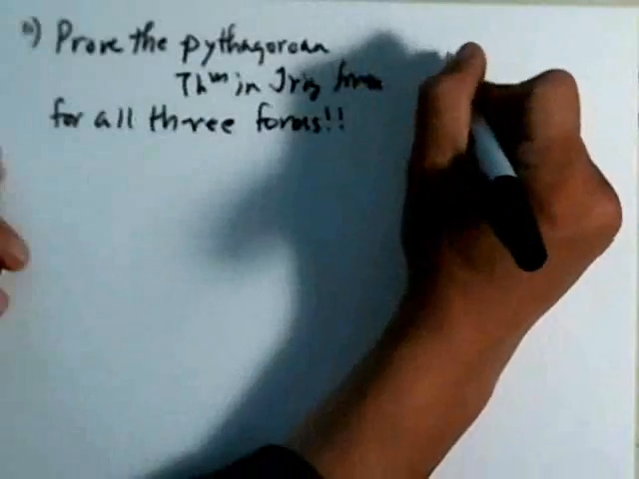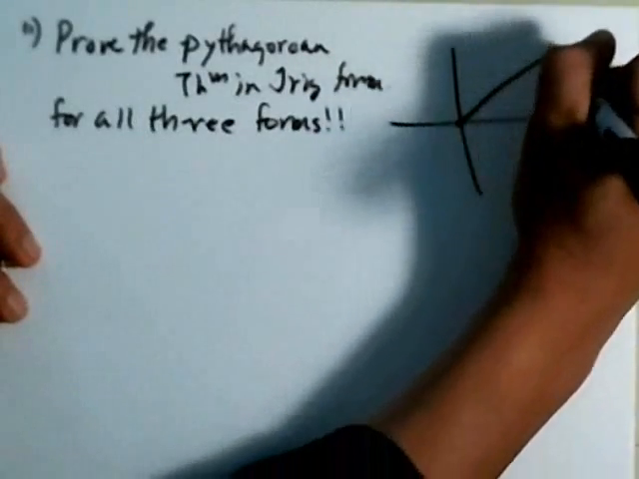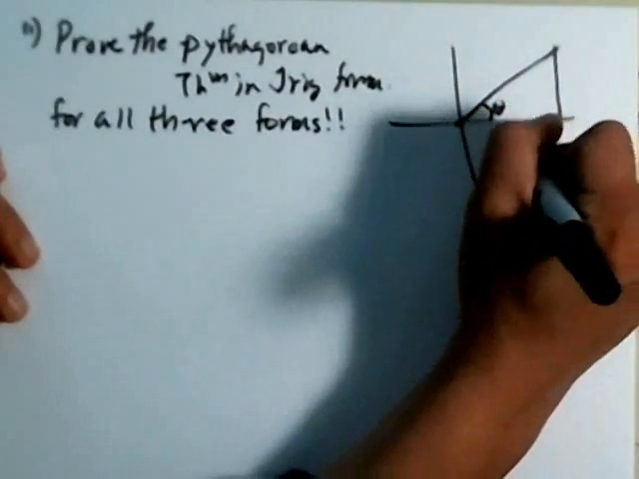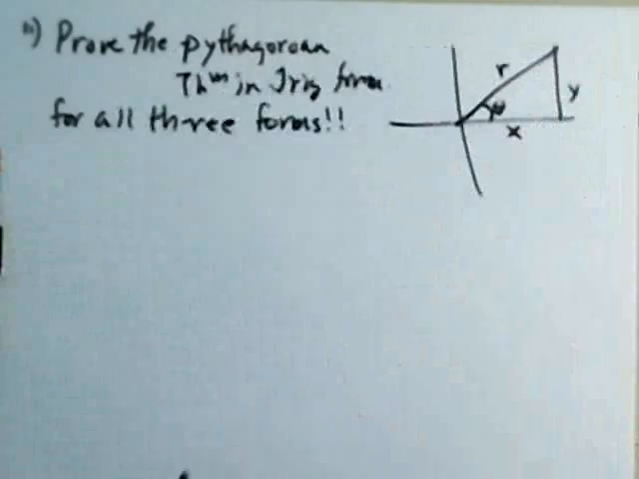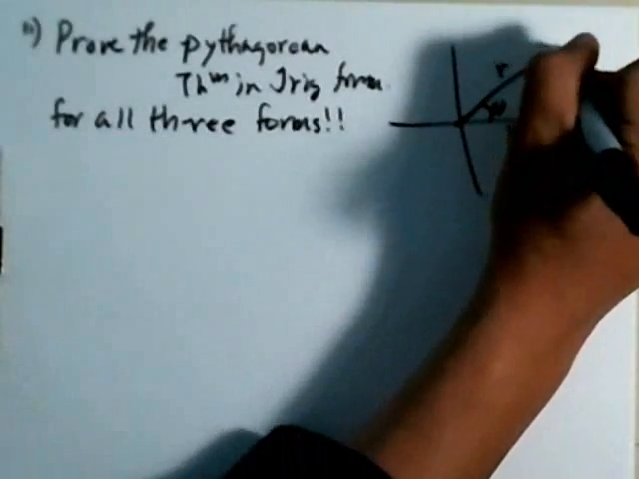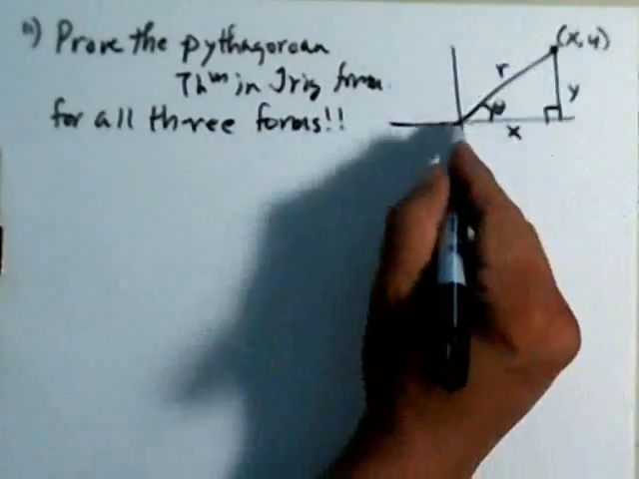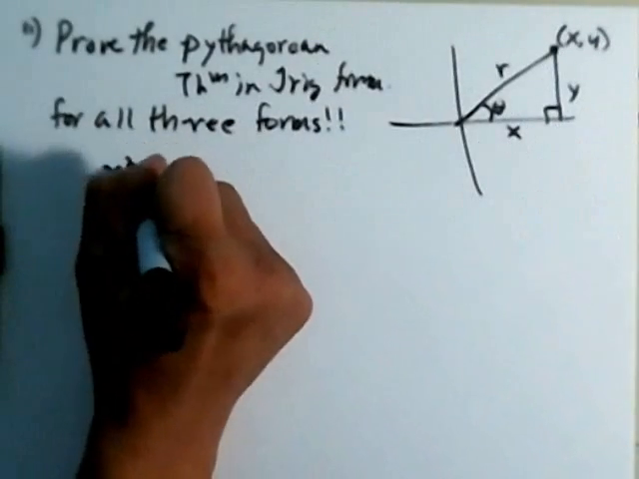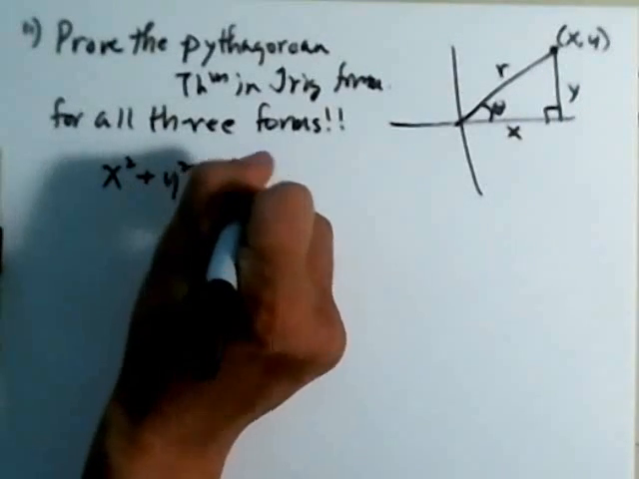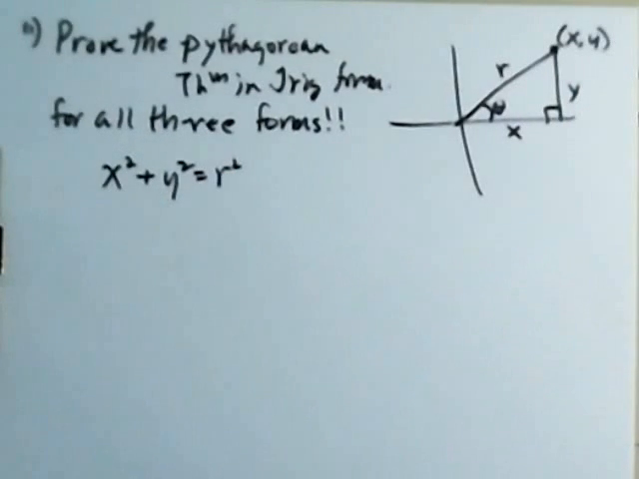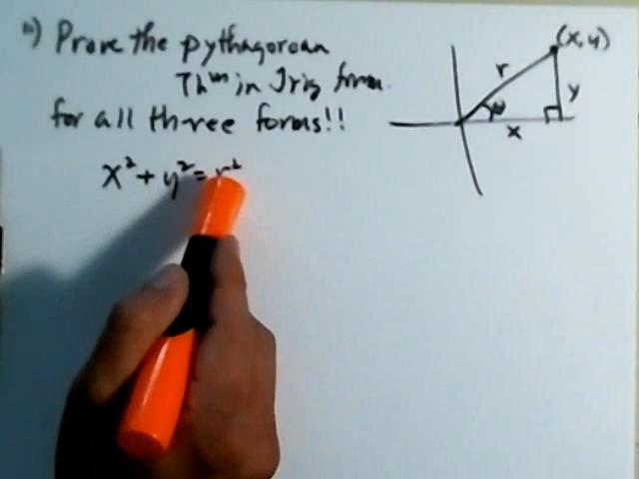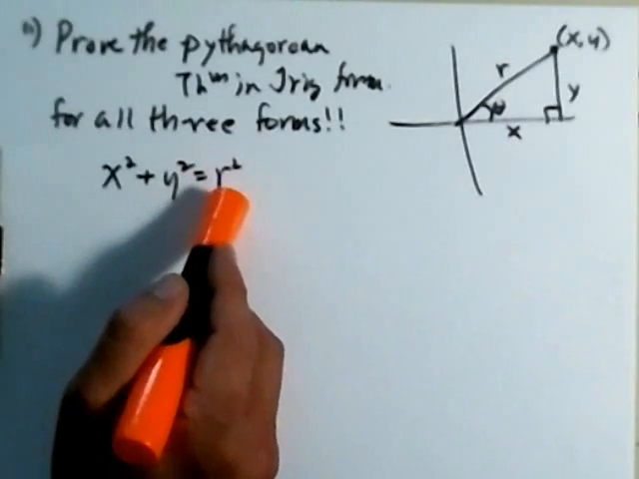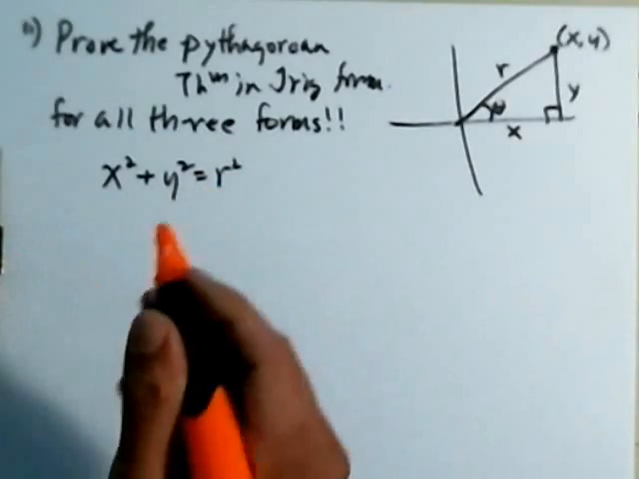We know that in a triangle, if it radiates out in quadrant 1, it doesn't matter if it's quadrant 2, 3, or 4. Here's theta, here's x, here's y, here's r, and here's a point x comma y, of course. See how it's x direction and the y direction? So the Pythagorean theorem is x squared plus y squared is equal to r squared. And the first thing we're going to do is remember the Pythagorean theorem in trigonometric form, sine squared theta plus cosine squared theta equals 1. So the r squared has to equal 1.